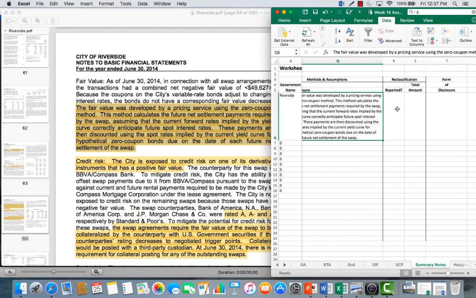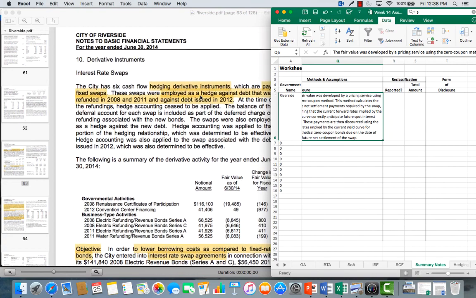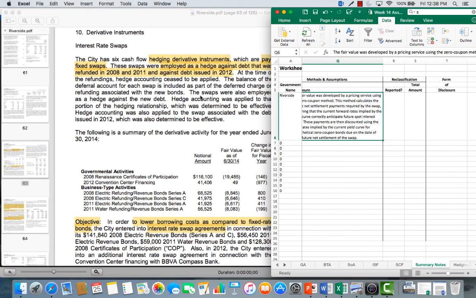If a government has reclassified any of its derivatives from hedging derivatives to investment derivatives because they terminated or ceased to be effective or for whatever reason, then they're supposed to disclose that. We know that all 6 of their derivative instruments are hedging derivative instruments. None of them were reclassified, so there's nothing to report here. No, and since it's no, there's no amount to show here.